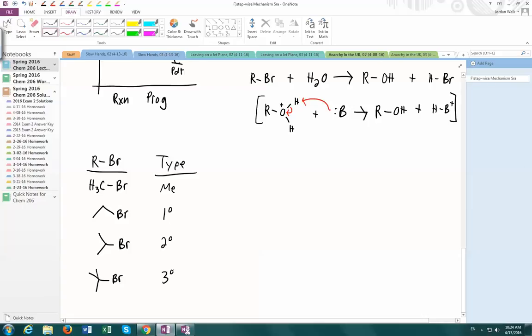And so when we think about the carbocation that's going to form from these different alkyl bromides, what's going to be the most stable? Is it going to be a methyl carbocation, or is it going to be a tertiary carbocation? Tertiary, right? Because we know that's just the nature of carbocations. The more substitution we have, the more stable of a carbocation we'll have. So here, we've got our most stable C+, and here we've got our least stable C+.